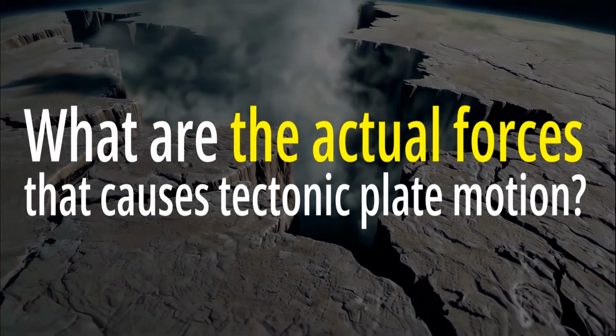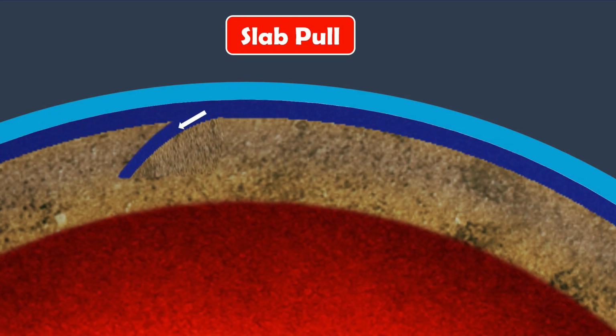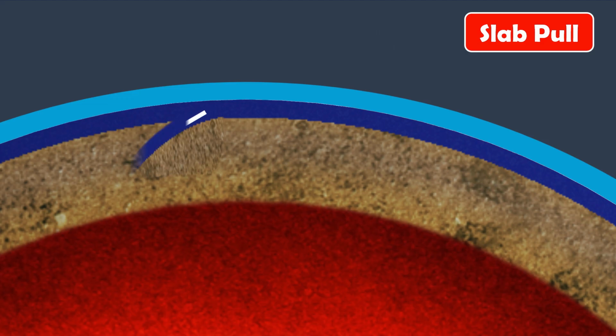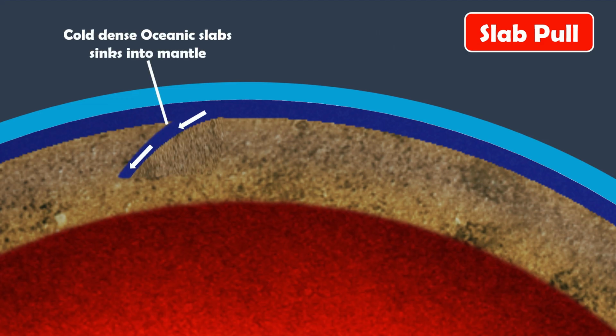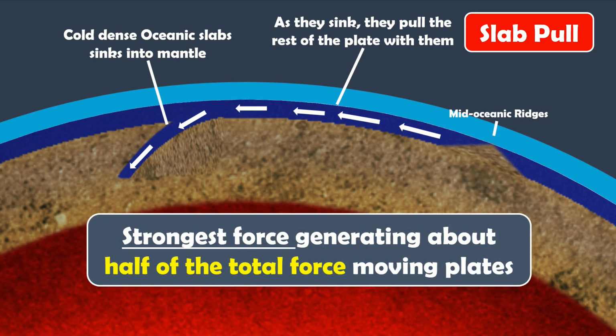Now, what are the actual forces that cause the plate motion? The first one is the slab pull. Basically, it is the pulling of the tectonic plate by its slab. The cold oceanic slab becomes denser, and sinks into the mantle at subduction zones. And as it sinks, it pulls the rest of the plate with it. Slab pull is considered the strongest of all the tectonic forces. Geophysical research shows that subducting slabs generate about half of the total force that moves tectonic plates.